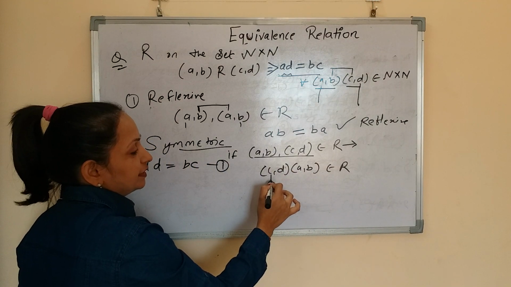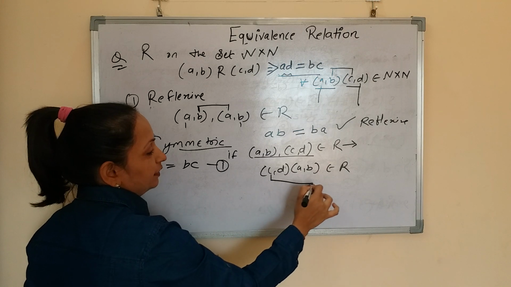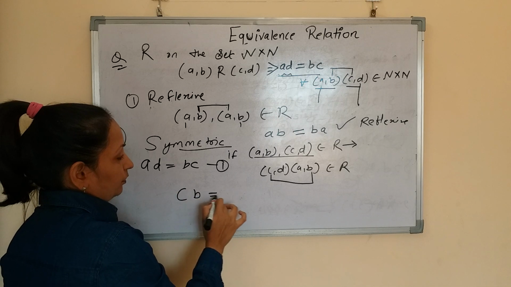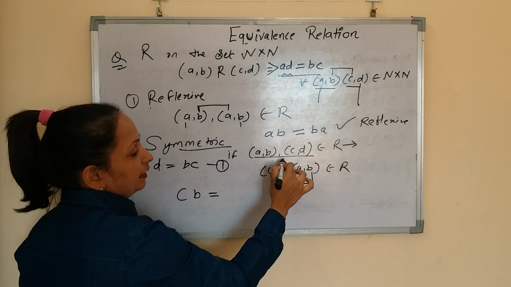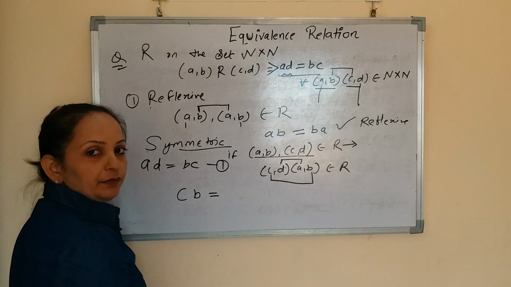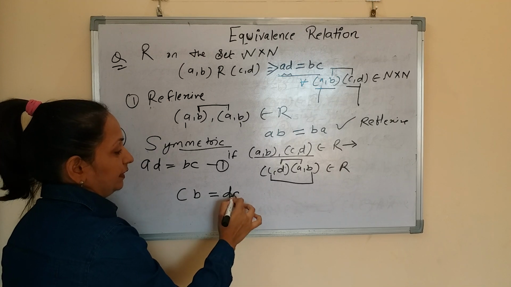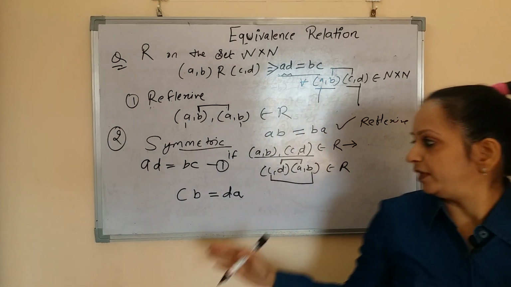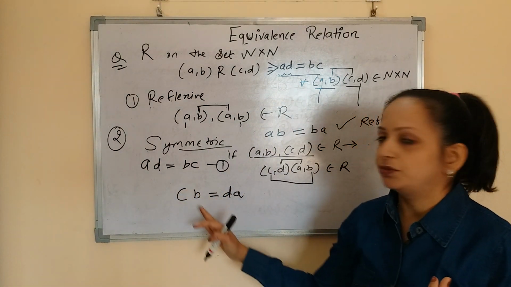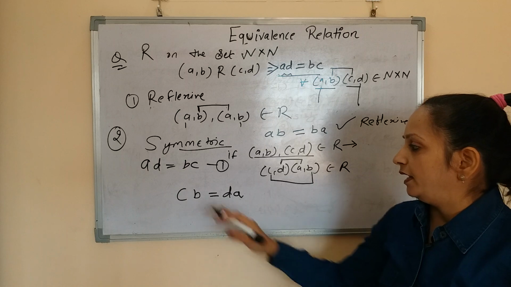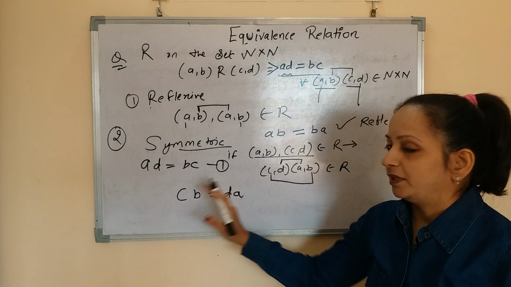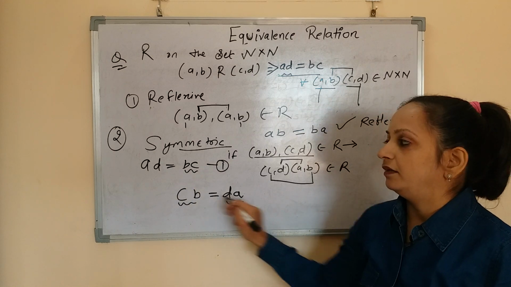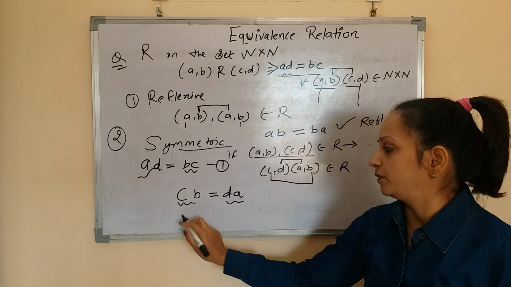So I'm just taking the first element of the first pair and the last element of the second pair, that is CB, which is equal to the second element of the first pair and the first element of the second pair. I'm getting DA. As you look at these two statements, it is clearly visible that they are the same. As we know that multiplication is commutative, CB is equal to BC and DA is equal to AD. So these two statements are the same.